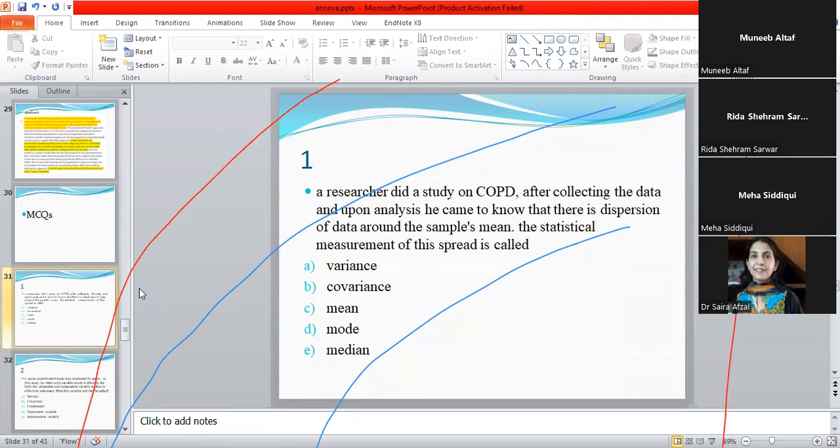A. Yes, A is the right answer. Variance is used to statistically measure the dispersion of data around the sample mean.